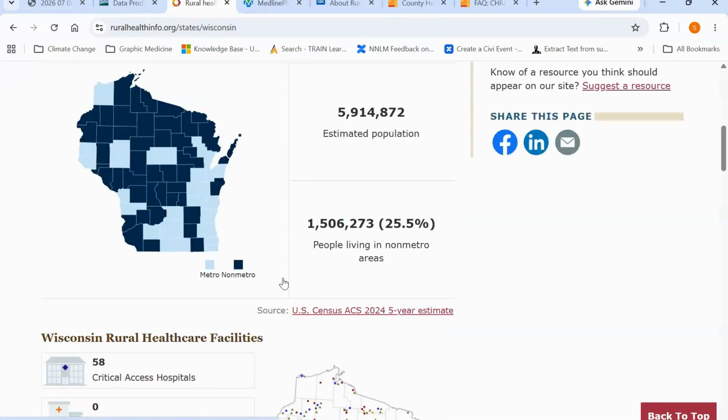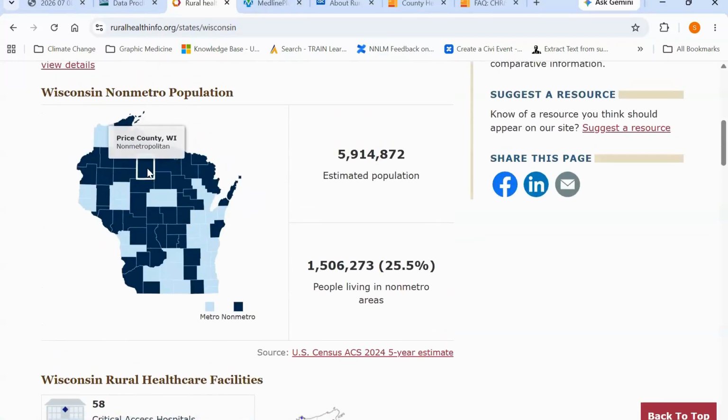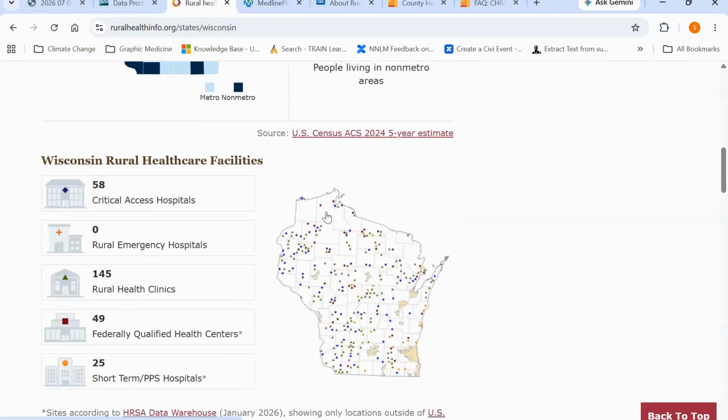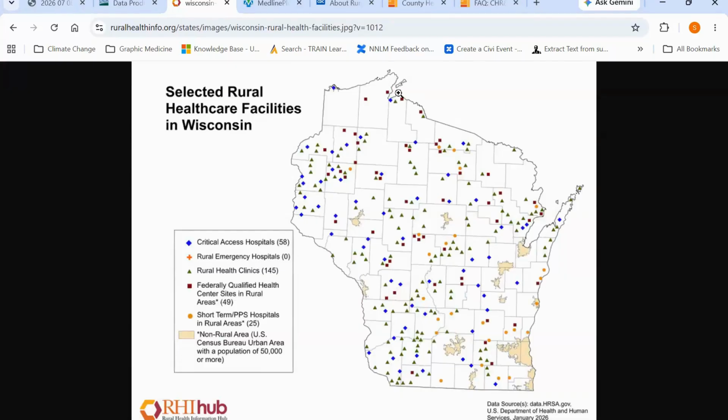And so if we wanted to look at, pick on Bayfield County. So, you know, got there. So we can look here in Bayfield. You've got two federally qualified health centers when you take a look at the map all the way up north there.